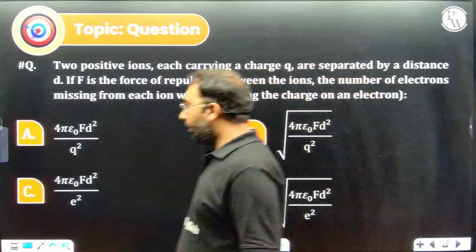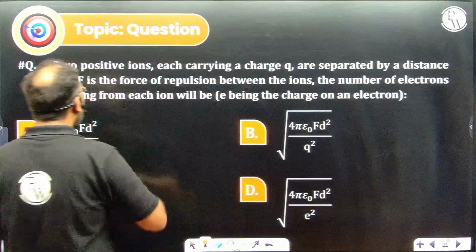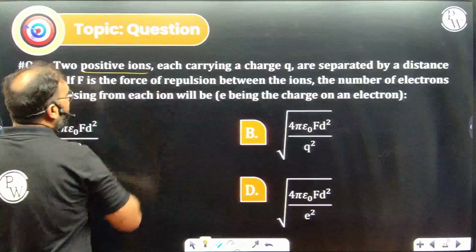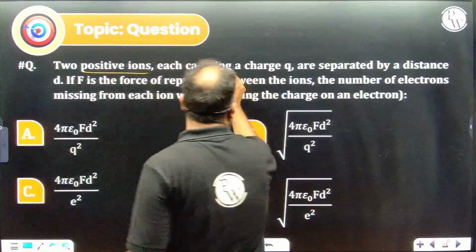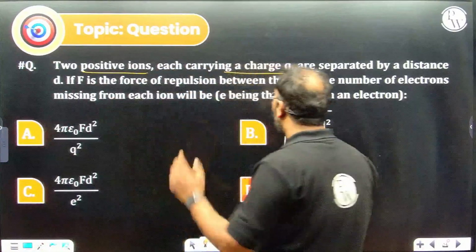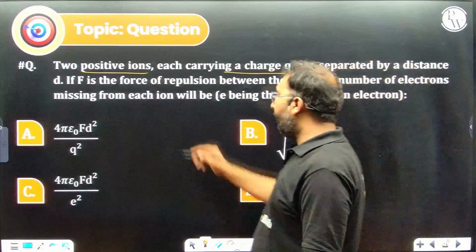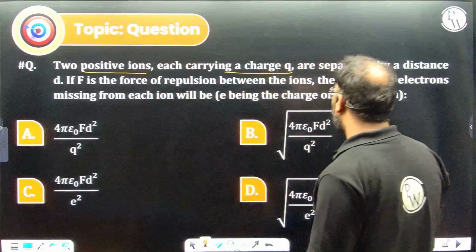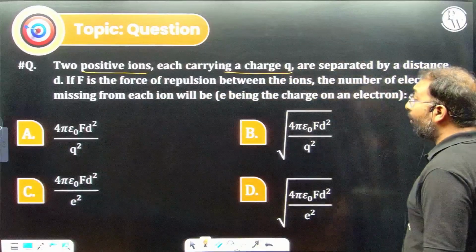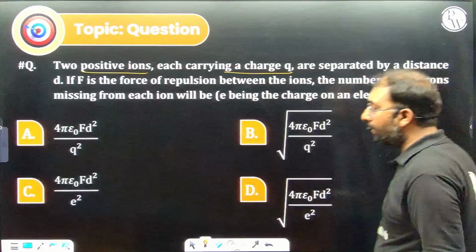Now just see this question. It's been given that two positive ions each carrying a charge q, so we have the same charge on both the ions, are separated by a distance d, and if F is the force of repulsion between the ions, the number of electrons missing from each ion will be what?